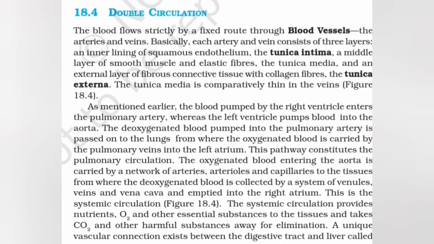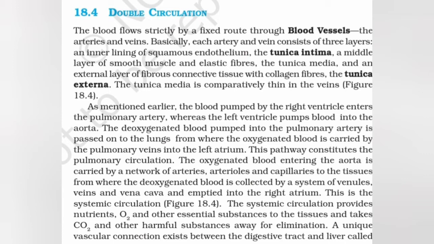Double circulation. The blood flows strictly by a fixed route through blood vessels, the arteries and the veins. Basically, each artery and vein consist of three layers: an inner lining of a squamous endothelium known as tunica intima, a middle layer of smooth muscles and elastic fibers called tunica media, and the external layer of fibrous connective tissues known as tunica externa, which consists of collagen fibers also. The tunica media is comparatively thin in the veins.